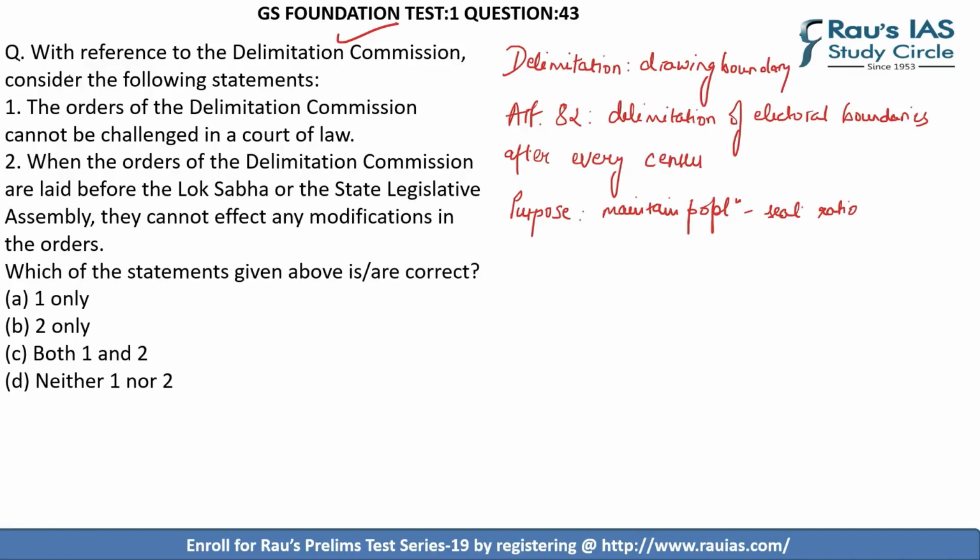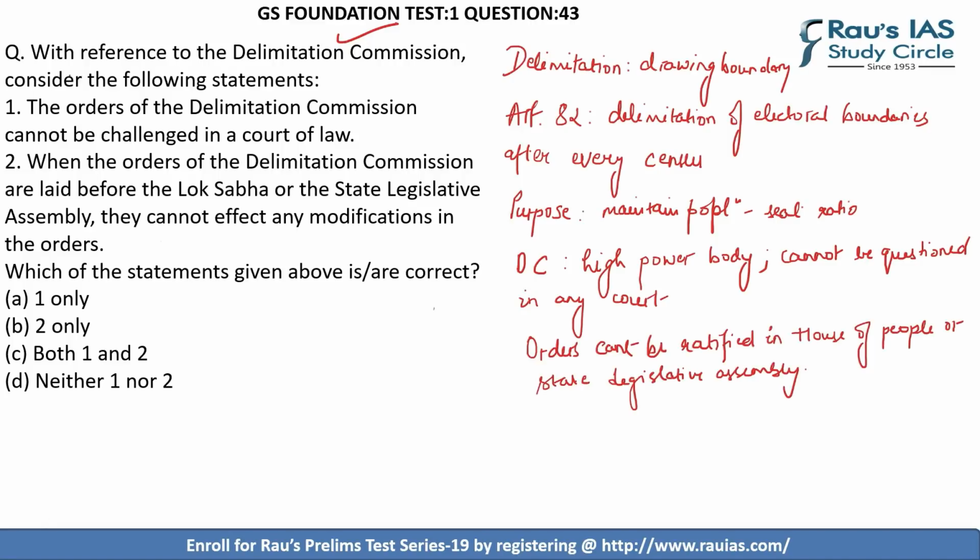It is in this context that Delimitation Commission in India is considered to be a high power body. Its orders have the force of law and they cannot be called in question before any court. Apart from this, whatever orders are given by the Delimitation Commission of India are laid before the House of the People and the State Legislative Assembly, but both the bodies cannot provide any modifications to these suggestions. Now, in light of these statements, let us go back to the first statement.